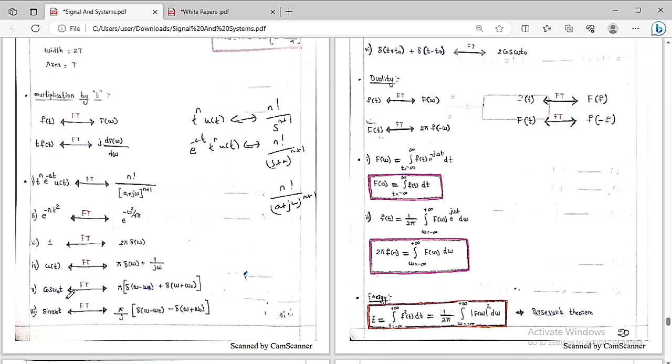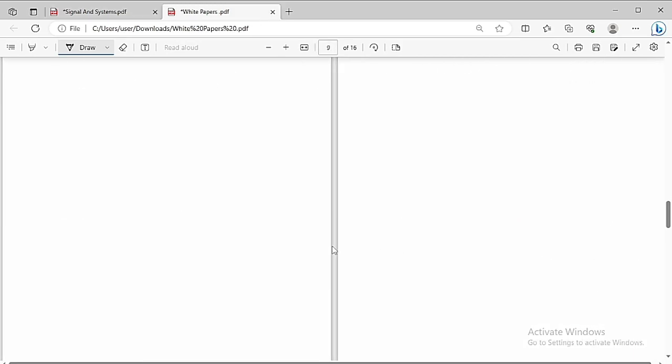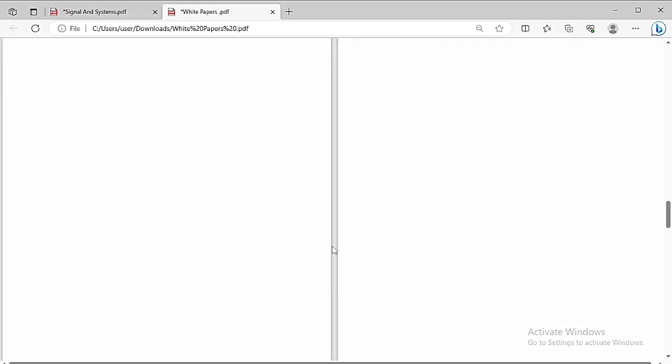And for cos omega naught t, what is the Fourier transform? Cos omega naught t means e to the power of j omega naught t plus e to the power of minus j omega naught t, divided by 2. So if you apply the Fourier transform, then what are we going to get? For e to the power of j omega naught t, what is the Fourier transform? Let me write here so that you can easily understand.